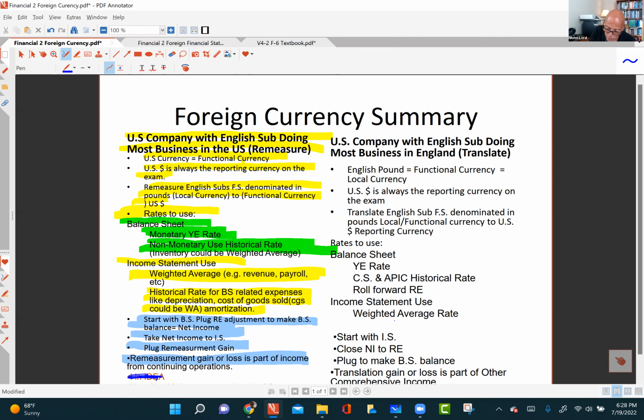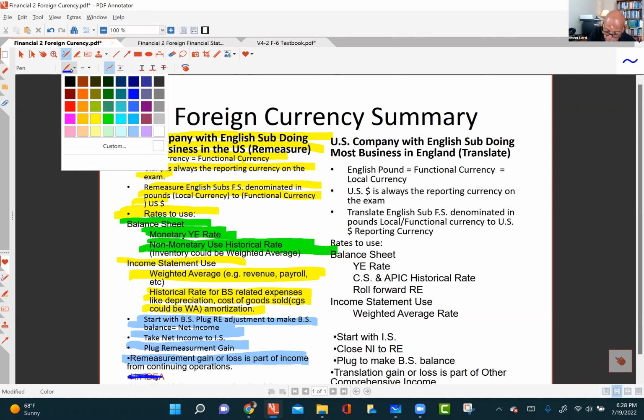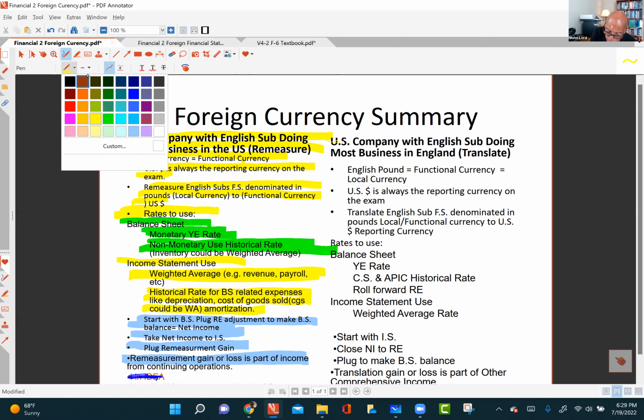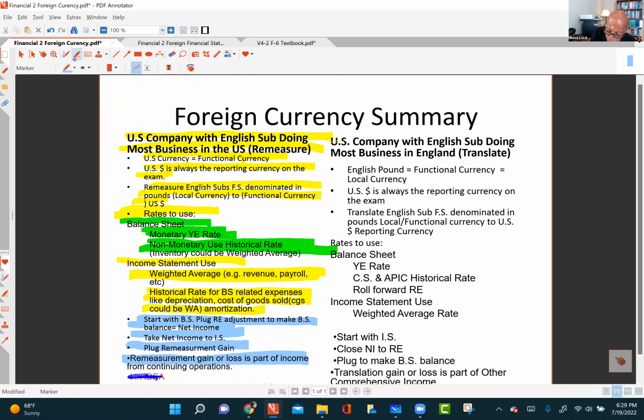Now, you come over and look at the alternative situation, which is that we will translate. Okay, and we translate when we have a setup something like this. We have a U.S. company with an English sub doing most of its business in England. If that's the case, then we use the translation method.